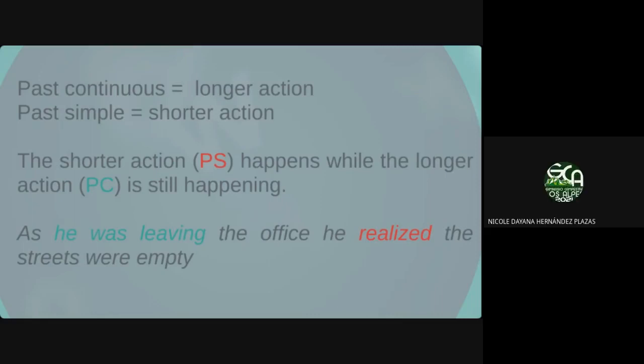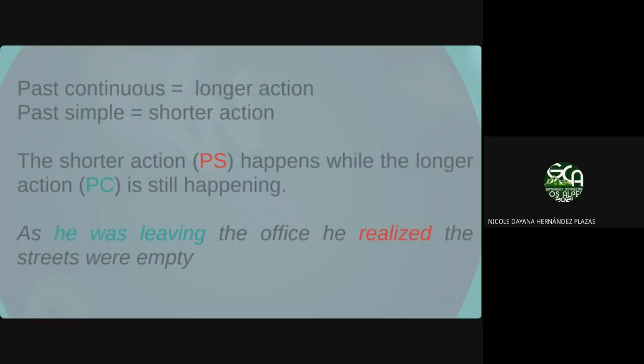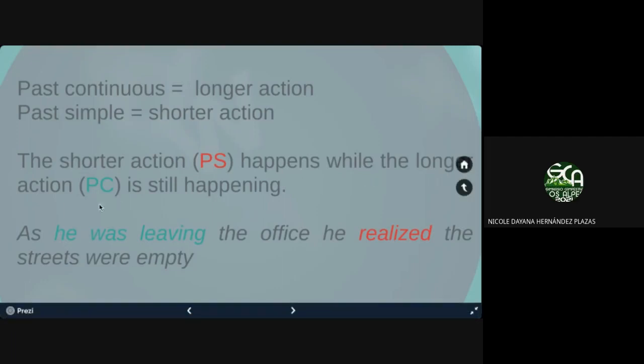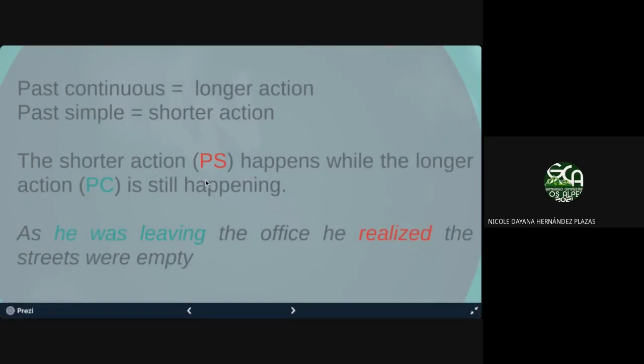Okay, so the first thing you are going to identify here, babies, when we use past continuous versus past simple, is that one of the actions is going to be longer than the other one. You're going to have a long action and a short action, okay? Look at this. The shorter action is going to be the past simple. These red letters are past simple, okay? The shorter action, past simple, happens while the longer action, past continuous, is still happening.